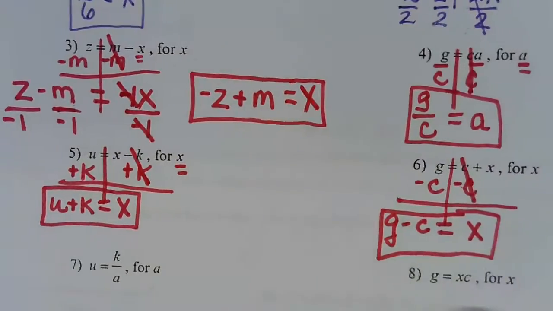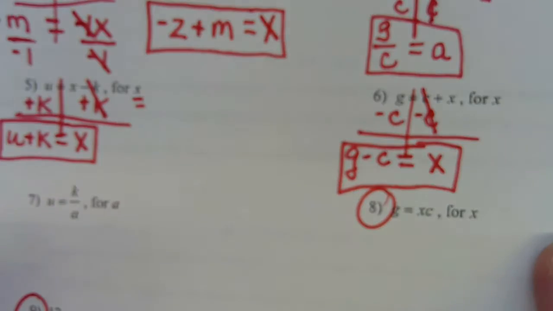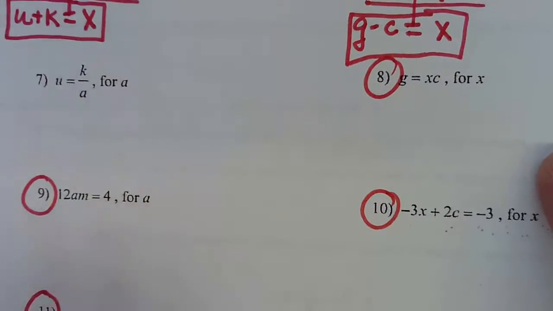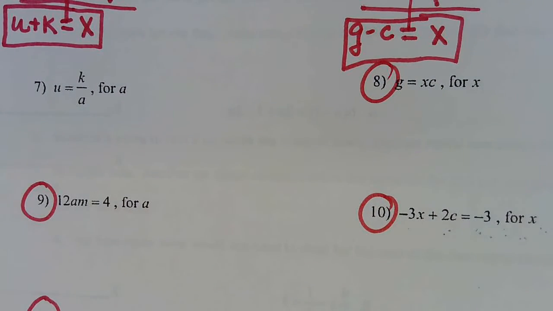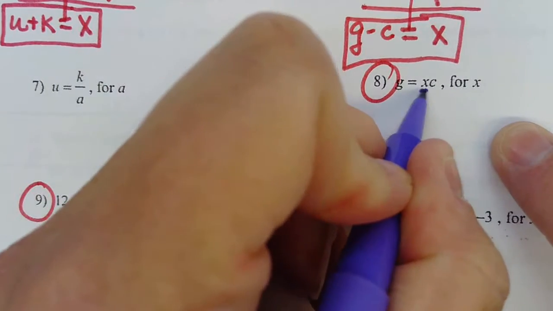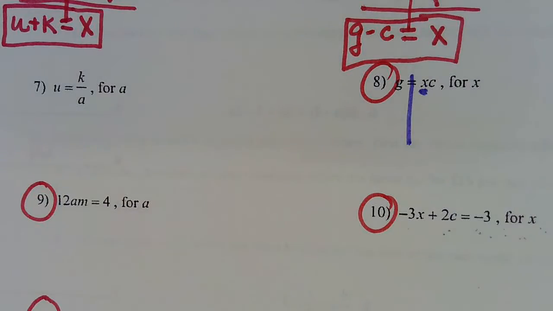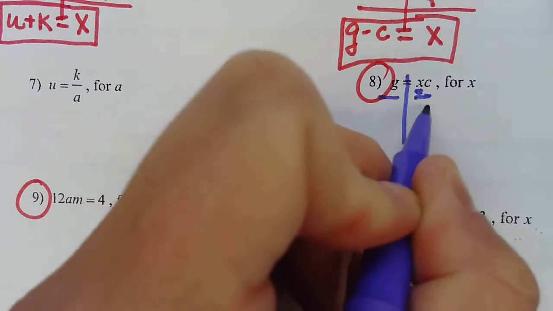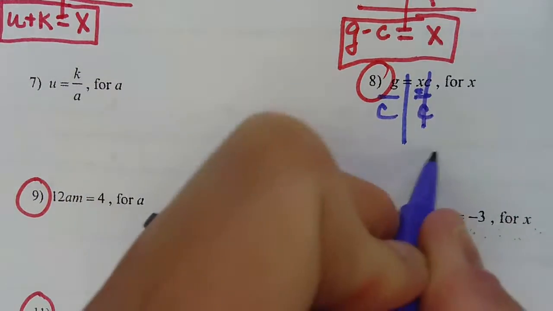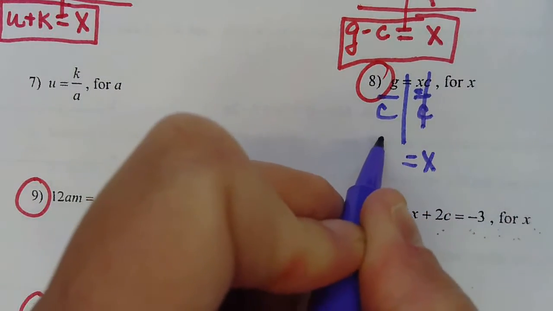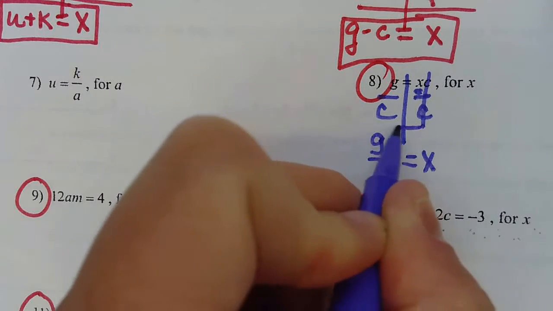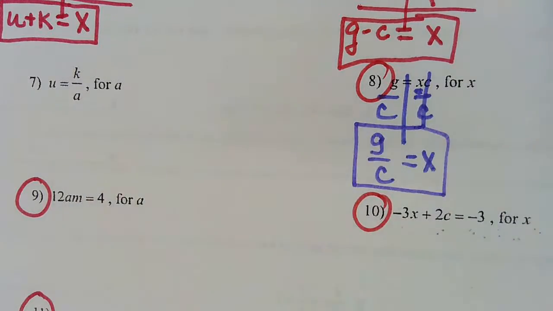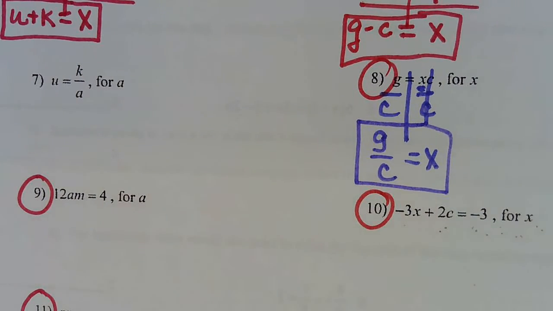All right. Number 8. So the next chunk is 8, 9, 10, and 11. For number 8, it says G equals XC, and they want you to solve for X. So how do we get X by itself? Divide by C, because they're smushed together. Opposite operation is division. So then you get X equals G over C. That's it.